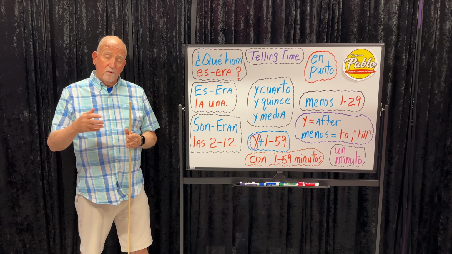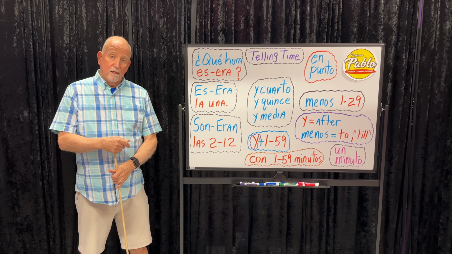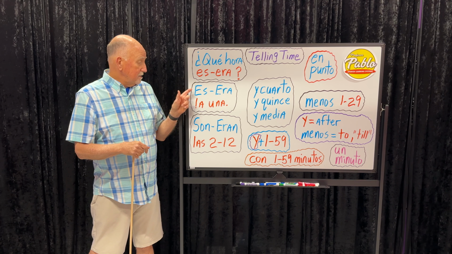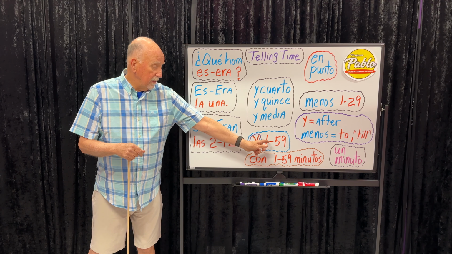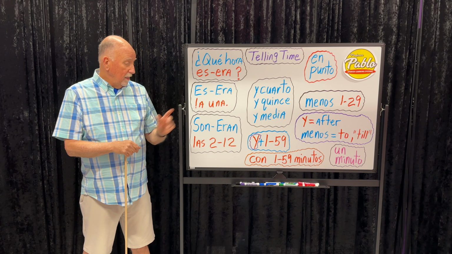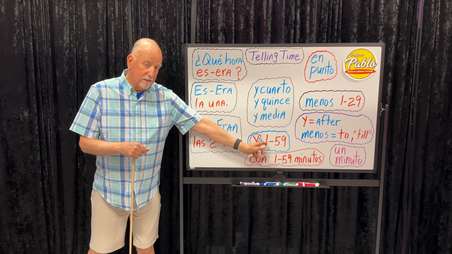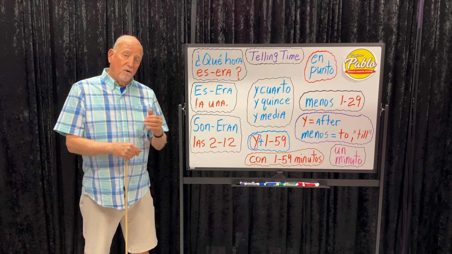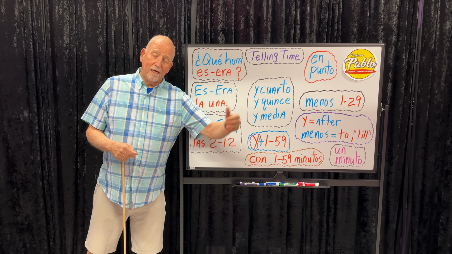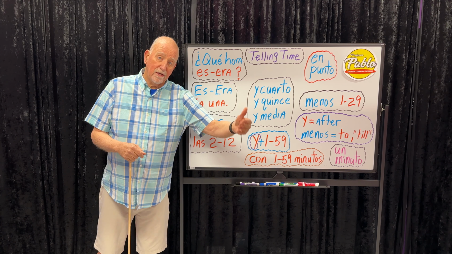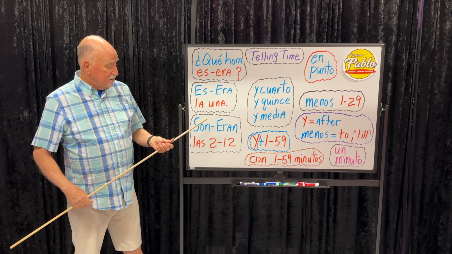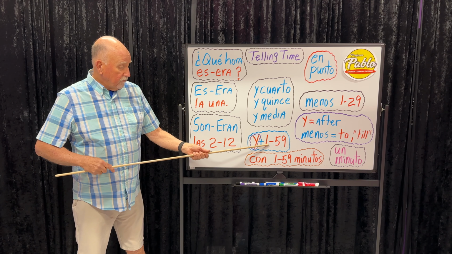You can just go straight with a number from 1 to 59. For example, it's 1:48. Es la 1:48. Or, es la 1:48, omitting the E. Or, a third way, es la 1:48 minutos. You hear that on the radio. So there are 3 ways of saying what time it is in terms of going from 1 to 59.